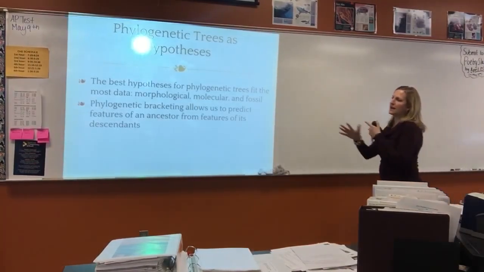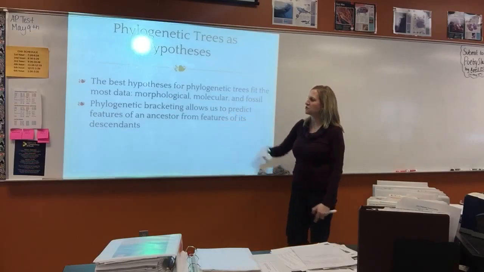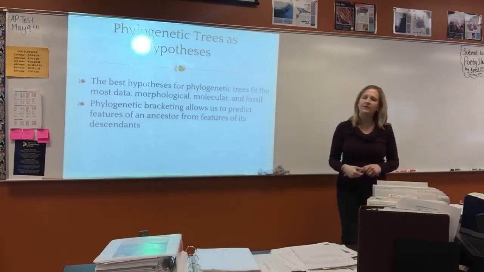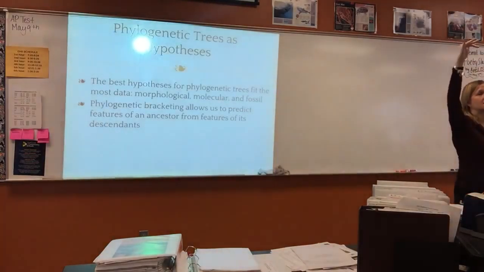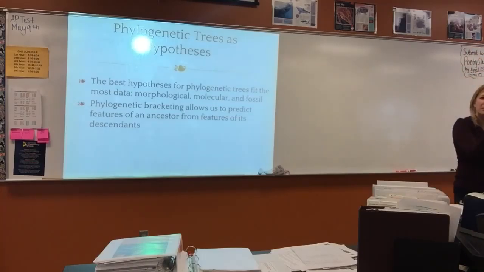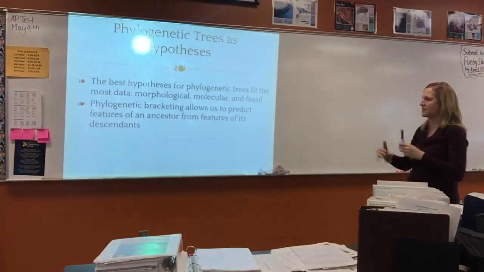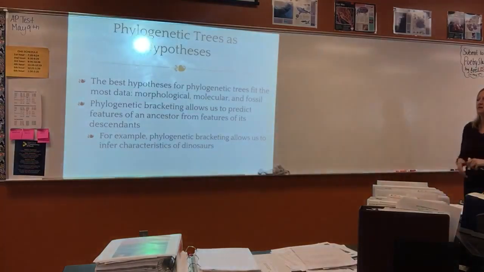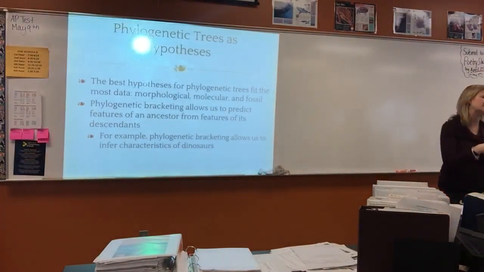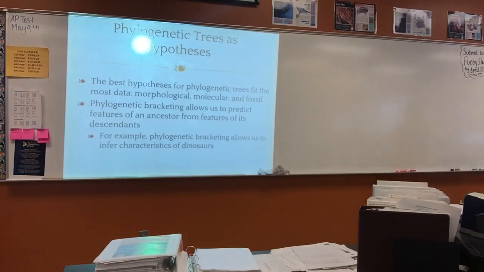And this bracketing allows us to predict features of an ancestor from features of its descendants. So if we have this bracket, and all the descendants have certain characteristics, then we can say, okay, that probably came from a common ancestor. For example, the bracketing allows us to infer characteristics of dinosaurs based upon their descendants. So what characteristics might they have had based upon organisms that they are related to?